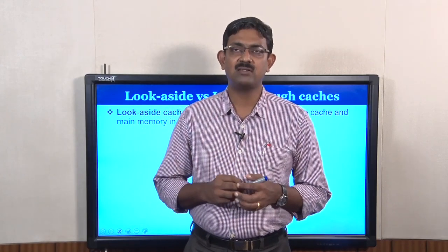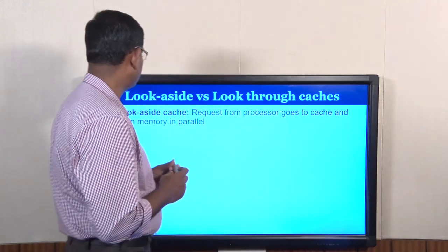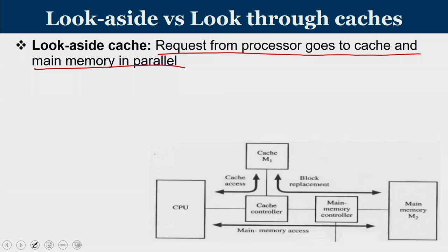Now, let us look into some other properties of cache. They are look-aside cache and look-through cache. So, look-aside cache, your request from the processor goes to cache and main memory in parallel. So, this is your processor. You have the cache and you have the main memory. So, whenever I am going to put a request, the cache controller will take it to the cache memory as well as to main memory in parallel.